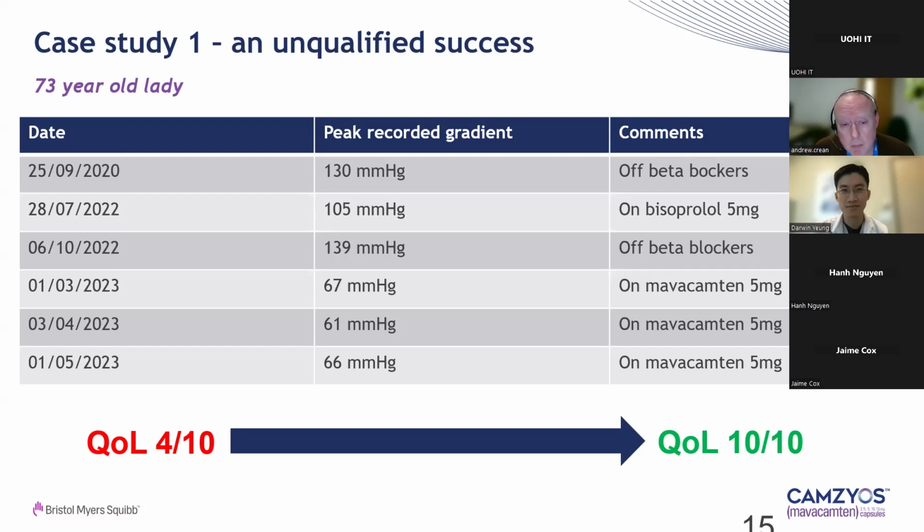So she had a dramatic improvement in quality of life. Yes, she has a residual gradient. Do we chase that by increasing the mavacamten? Well, in my opinion, we don't, and we'll see what other panel members think. But generally speaking, what we're after here is an improvement in symptoms, not a total improvement necessarily in the gradient.